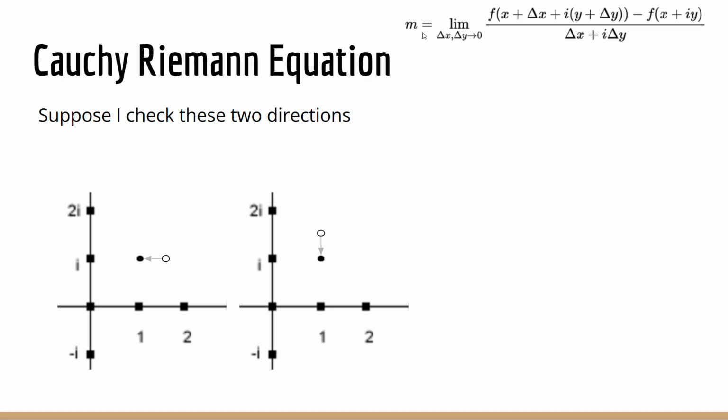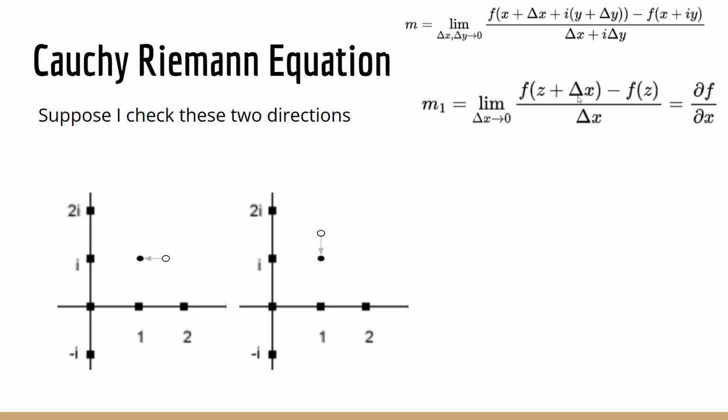So now let's recall our definition for the gradient, right? It's m equals the limit as delta x, delta y approaches 0 of f of x plus delta x, plus i times y plus delta y, minus f of x plus i y, over delta x plus i delta y. Or essentially it's just f of z plus delta z minus f of z over delta z. So suppose let's only check these two directions first, right? The first direction is delta x greater than 0, delta y equals 0, and the second direction is delta x equals 0 and delta y greater than 0.